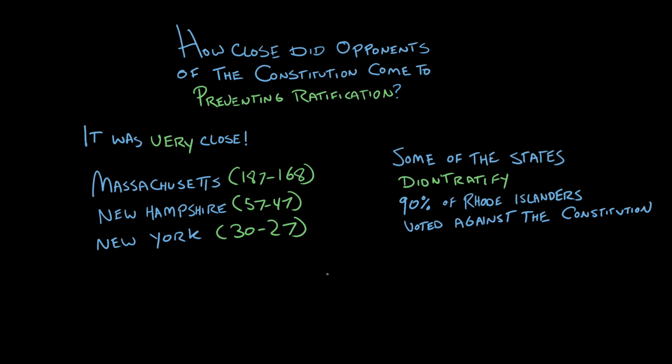North Carolina also held a convention, and they were very upset about there not being a Bill of Rights in the Constitution. And they just didn't approve it. They didn't disapprove it. They just did nothing, and they waited. So in a way, two of the states voted against ratification. North Carolina had not yet ratified when George Washington took office. So in fact, when George Washington took office, there were only 11 states in the Union.